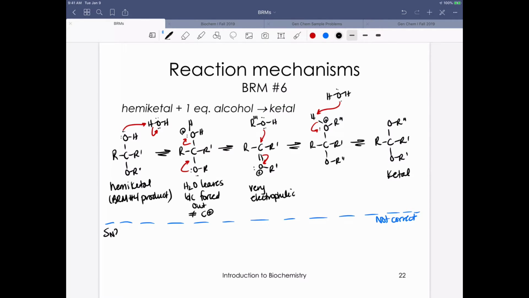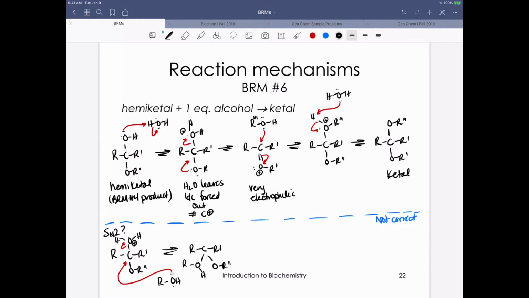Some people want to do this SN2-like chemistry, where we'd have, again, our hemiacetal here. Even if you had gone ahead and protonated it and made it into a good leaving group, and we had our alcohol here, people want to do this. This guy comes in, that departs, and we get to our product. And it looks like a nice mechanism, right? It looks like it would be plausible.